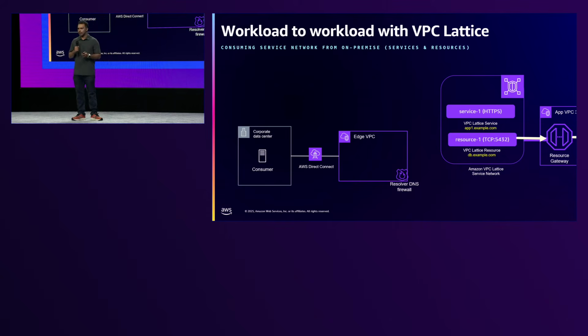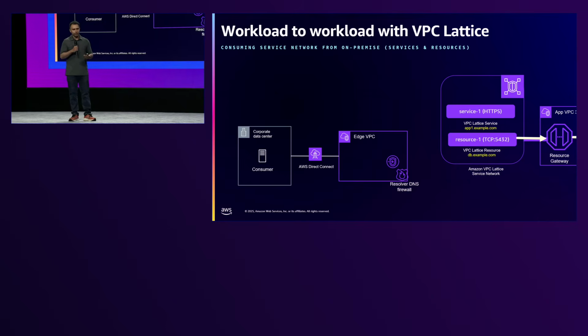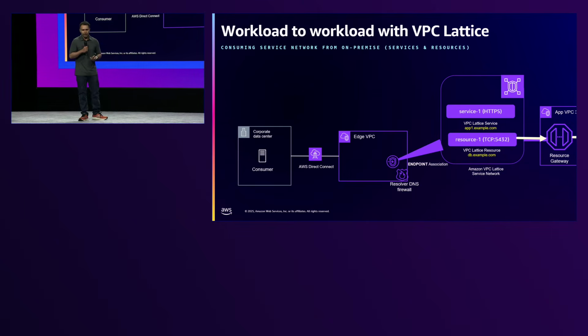So this is where you need a different Lattice construct, which is called a service network endpoint. The service network endpoint will consume IP addresses from your edge VPC in this case. And then you would provide an endpoint association, which basically is saying that this endpoint now has access to my Lattice service network and the applications or the services that are onboarded onto the service network. Now, every time you onboard a resource or an application with the endpoint, you get routable IP addresses from within the VPC. Now, a lot of you already know where this is going.